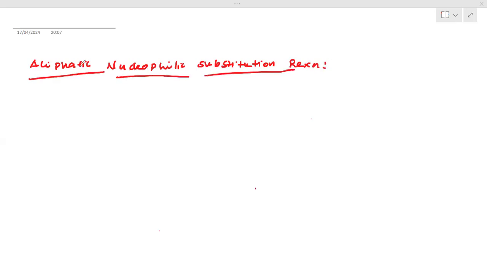In the aliphatic nucleophilic substitution reaction, we can classify it into two types. One is unimolecular nucleophilic substitution. The other one is bimolecular nucleophilic substitution.